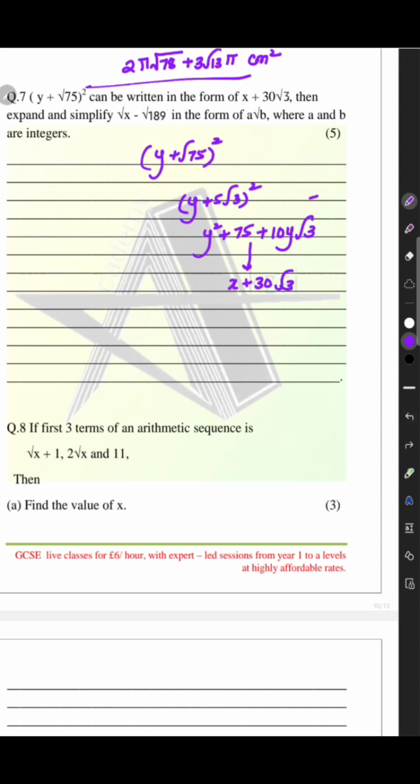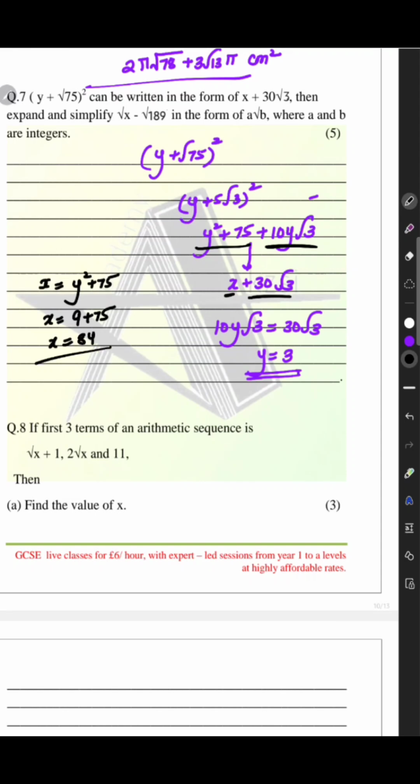So I can clearly see root 3 terms are equal. I can compare them obviously. So 10y root 3 is equals to 30 root 3. From here I can find the value of y to be 3. So if these two are comparable, that means x and y squared plus 75 are equal. So x equals y squared plus 75. We just solved y as 3. That means x is equals to 9 plus 75, which is 84. So we have found the value of x.